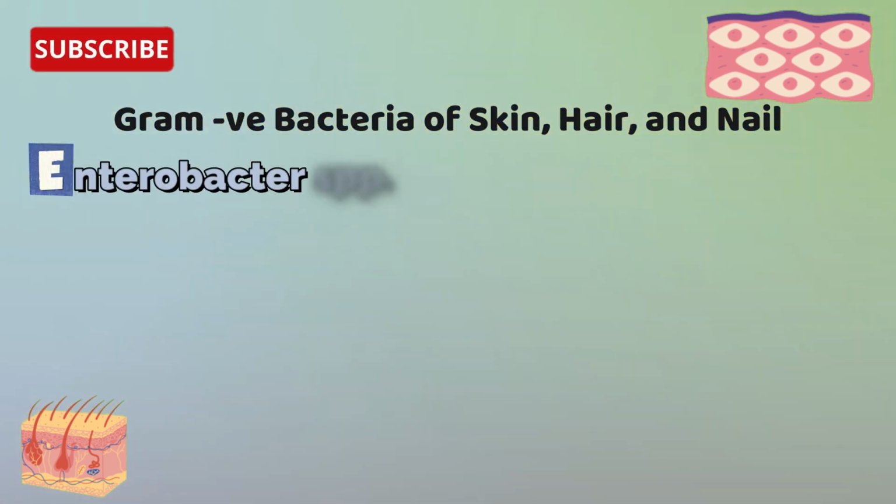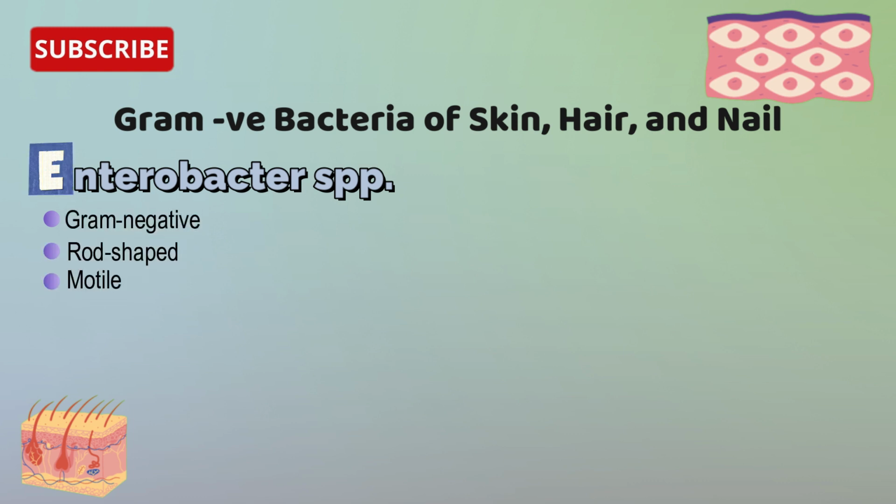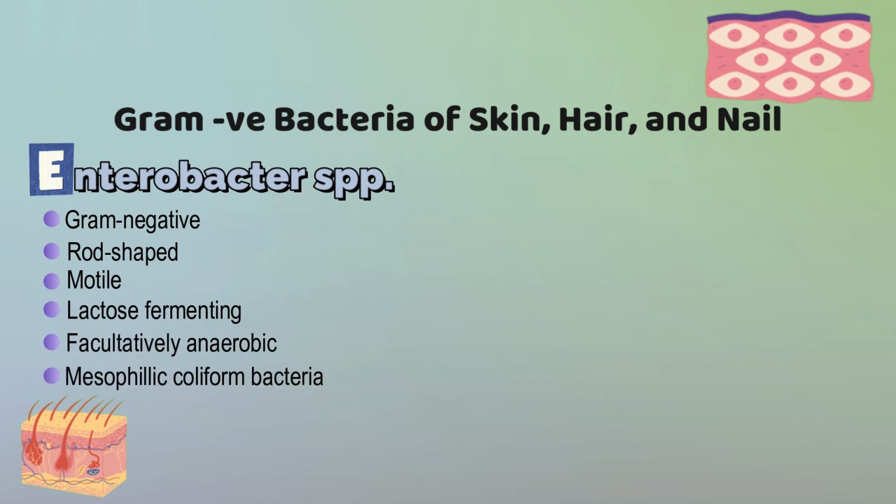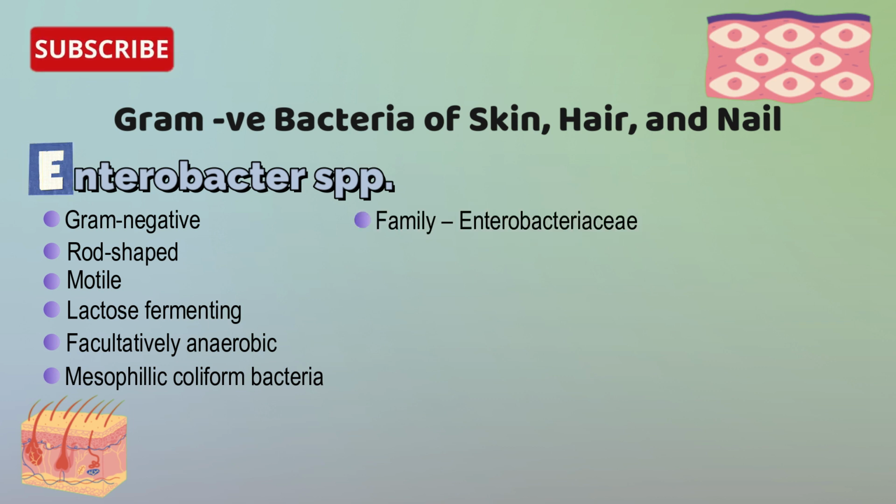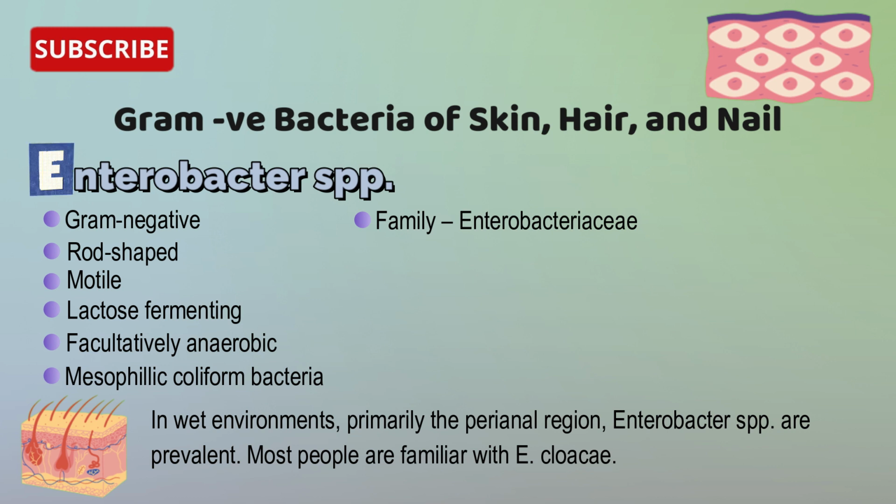First is Enterobacter species. It is gram-negative, rod-shaped, motile, lactose-fermenting, facultatively anaerobic, mesophilic coliform bacteria and belongs to the family Enterobacteriaceae. In wet environments, primarily the perianal region, Enterobacter species are prevalent. Most people are familiar with Enterobacter cloacae.